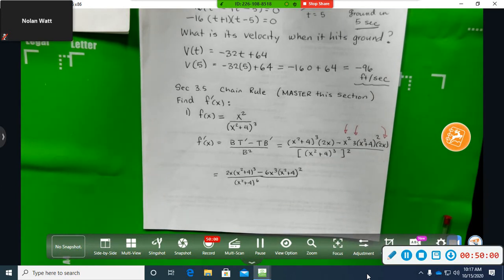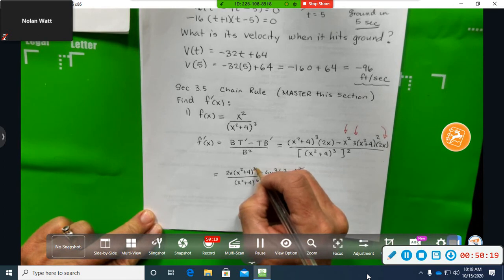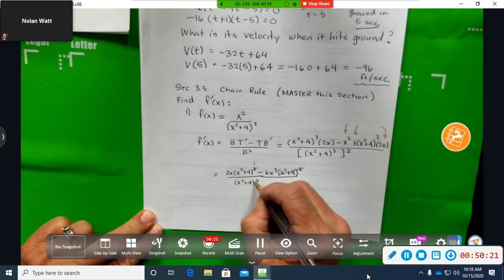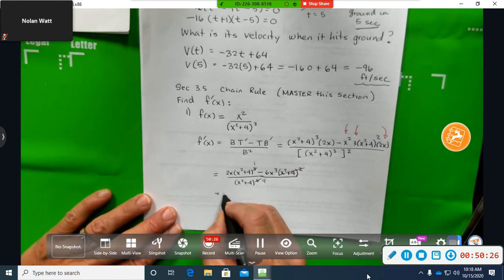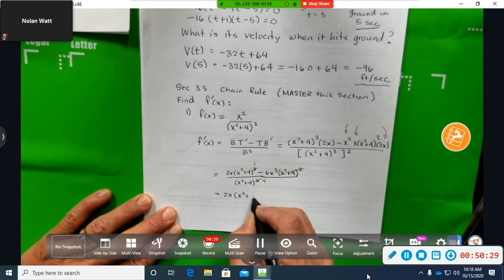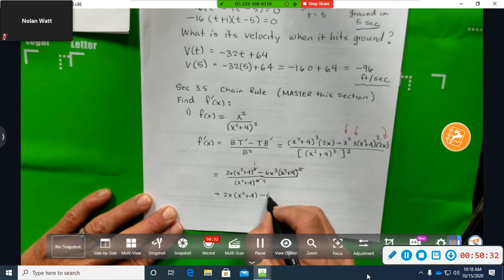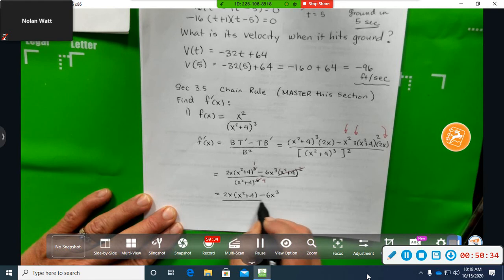When you write it like that, you can see there's a common factor of x squared plus 4. What's the most that's in common? 2. So I want you to knock out a factor of x squared plus 4 squared from all 3 spots. I can take both of these out. Take 2 of them away from here, leaves me a 1st power. Take 2 of them away from here, leaves me a 4th power. And so now we have 2x times x squared plus 4 to the 1st, minus 6x cubed, all over x squared plus 4 to the 4th.